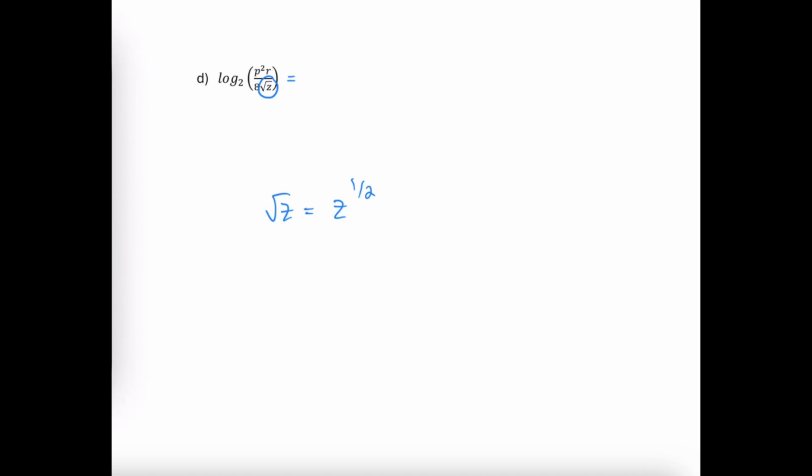We like these radicals to be expressed as powers because we have a power rule that we're going to apply, and it's easier to apply that power rule if we're looking at radicals as powers. So let's go ahead and say, for starters, that the log base 2 of p squared times r over 8 times, just rewriting z to the 1/2 power here.